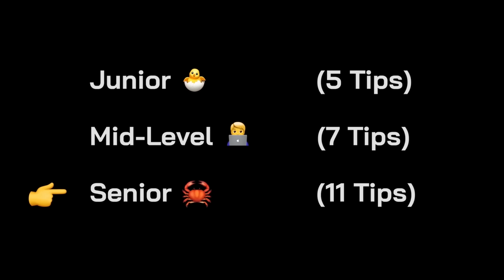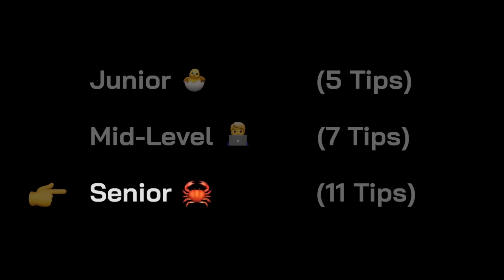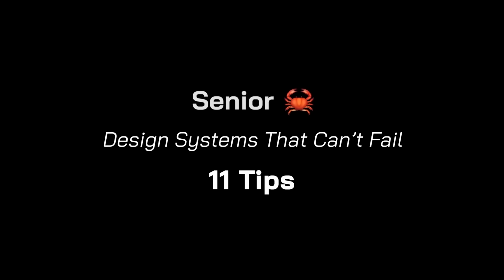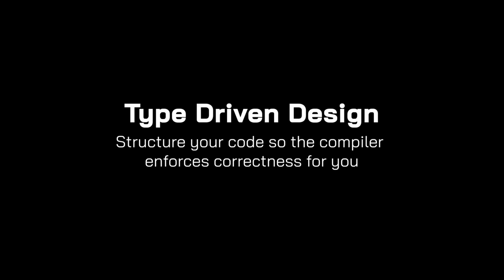But once you hit the senior level, your job isn't just to write great Rust, it's to lead teams and build systems that can't fail. Here are 11 tips every senior Rust engineer should know. First, we need to learn about type-driven design. In other words, how to structure your code so the compiler enforces correctness for you.